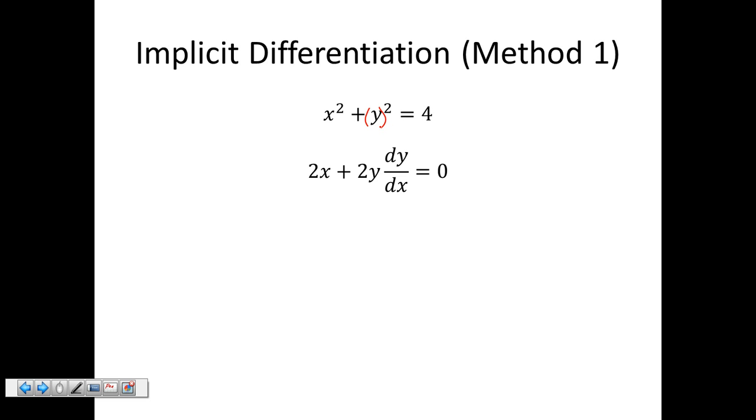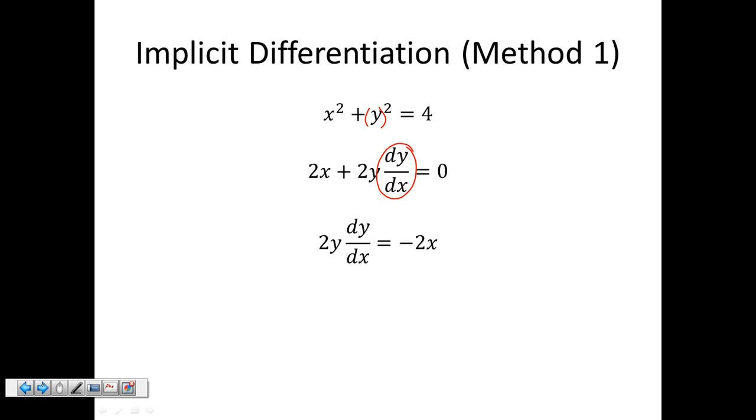Over on the other side of the equal sign, I have a constant. Whether we're using method 1 or method 2, no matter what, when you take the derivative of a constant, you get 0. So now my job is to isolate, to solve for this dy over dx. So I've got to basically get it alone on one side of the equation.